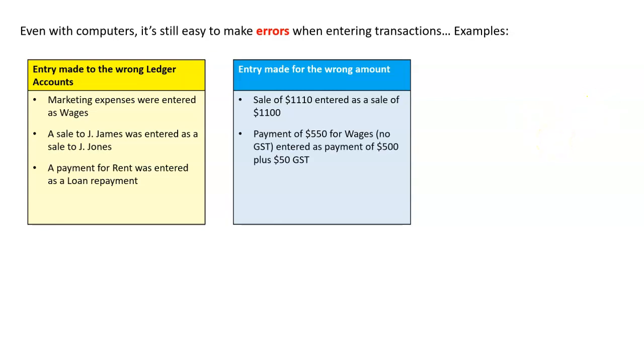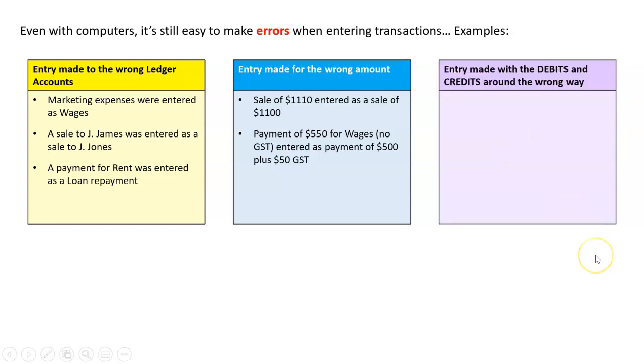This is a bit of a disaster. This is not necessarily the wrong amount, but because it's gone to the wrong account, we do have the wrong amount. What we mean by this is a payment of $550 for wages, and wages don't have GST, was entered as a payment of $500 plus GST. So that's kind of a big problem. That's going to be tough to fix.